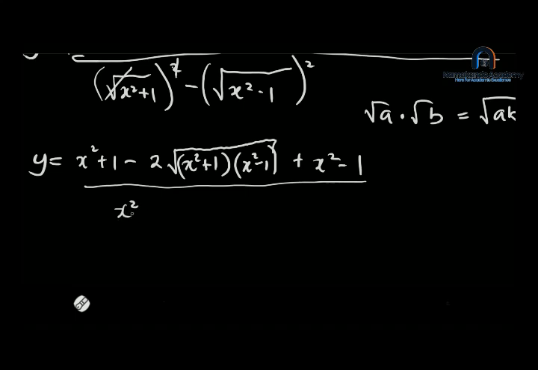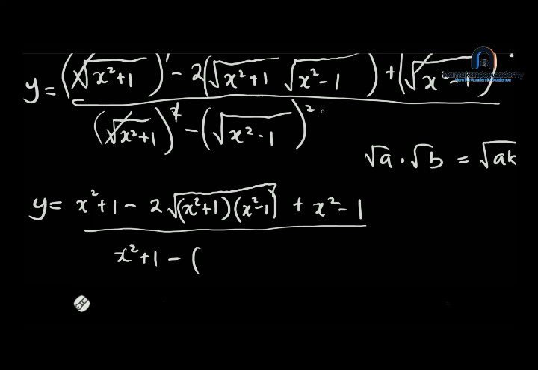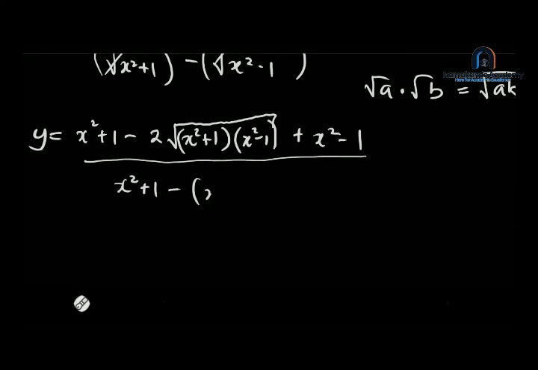We'll have x squared plus 1, then minus. Now everything that comes after a negative will be represented using a bracket like this. We'll open parentheses, the square and the square root will go. We have x squared minus 1, then we close. All right, so we'll continue here.